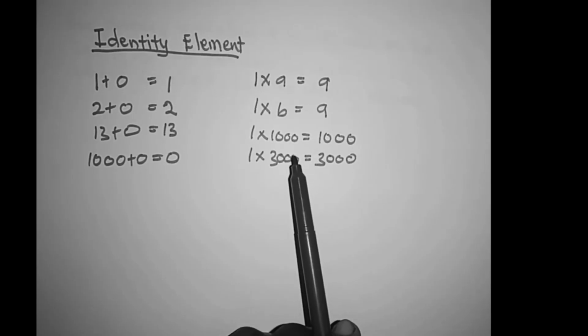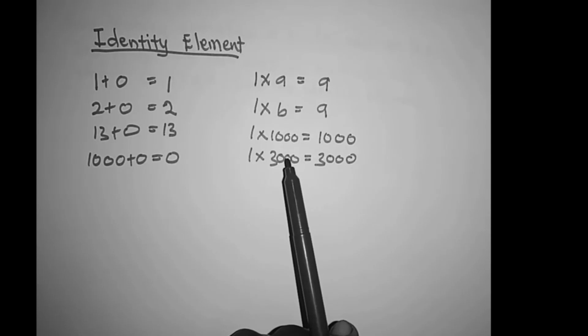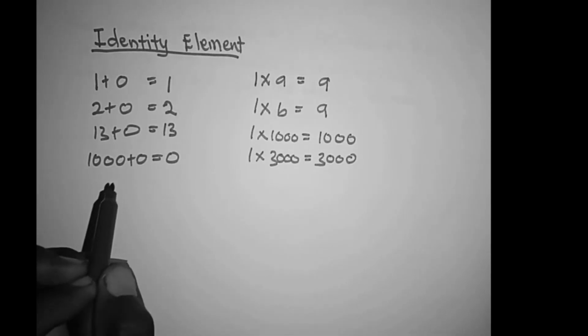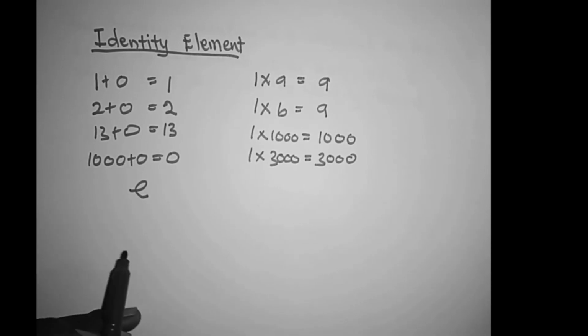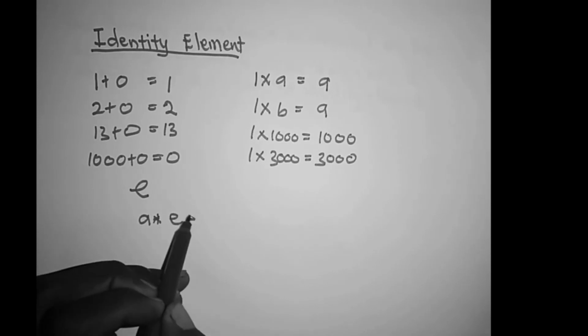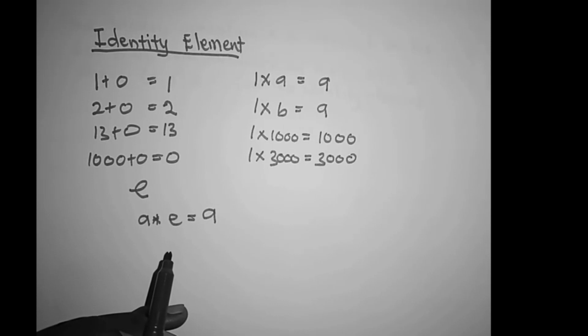So the identity element is an element such that when a binary operation is performed on it and any other given element, the result is the given element. So, for example, the identity element is normally represented by E. So, a operation E equals a. This is the identity element.